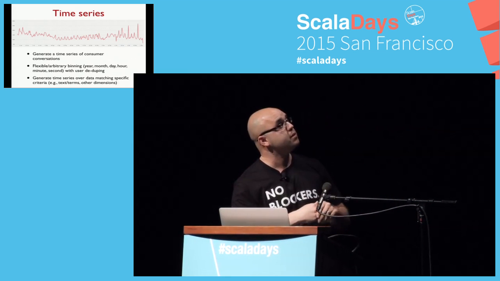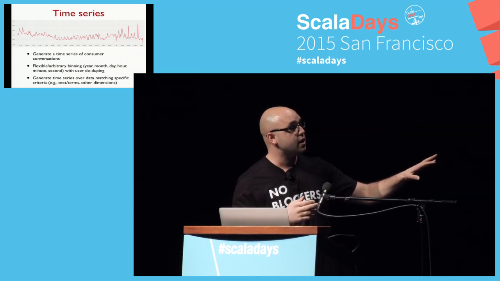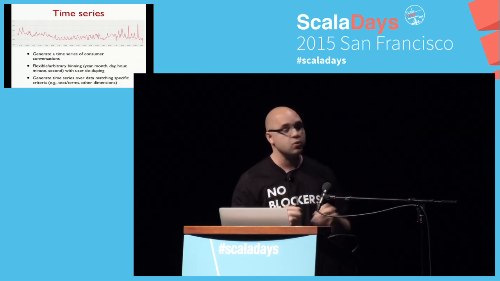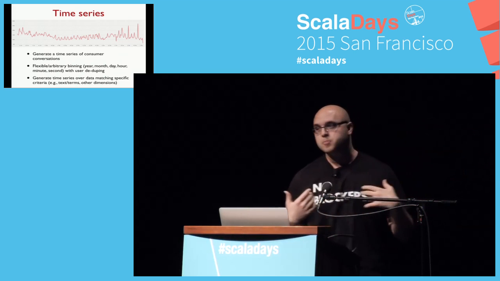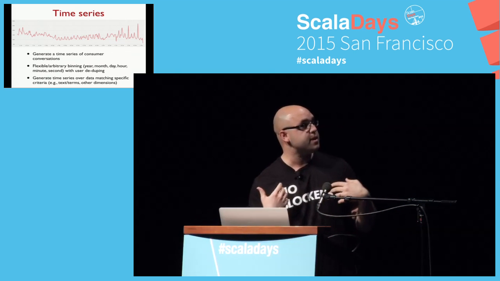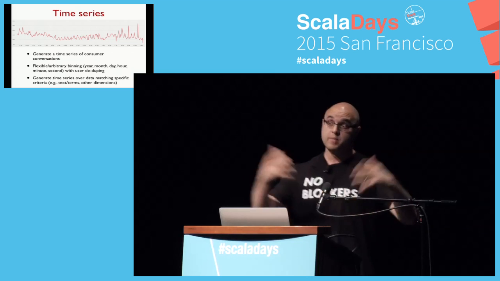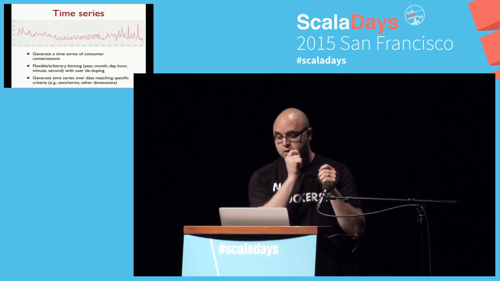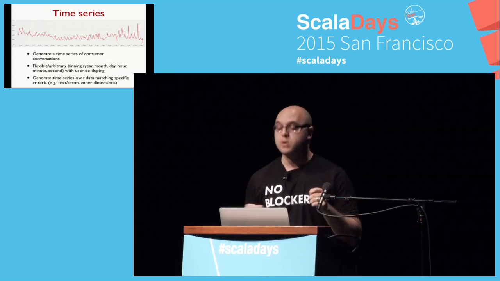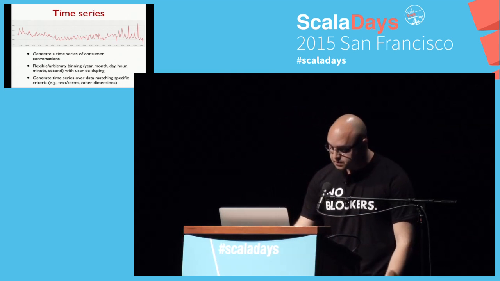The other thing is we want to be able to generate a time series over our data that matches different dimensions. One would be text, that's a very simple one. Give me a time series of people talking about Gone Girl, but maybe talking about Gone Girl from here in California, for example. So we want to be able to very quickly specify which dimensions we want to generate the time series over.